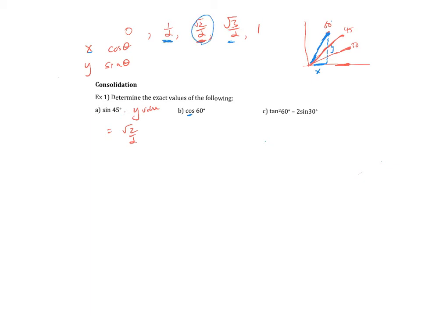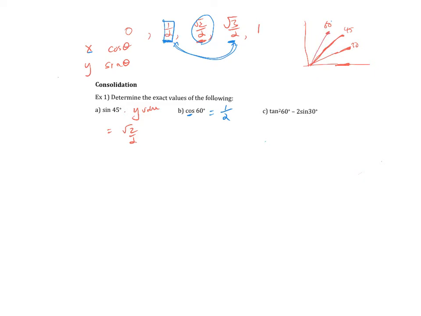Now this one here is smaller than this. So if you look at the picture here, which is smaller, the x or the y? It seems like the x is smaller. So we're going to be using the smaller value between these two, because these two numbers are related to 30 and 60. So the answer is 1 over 2.